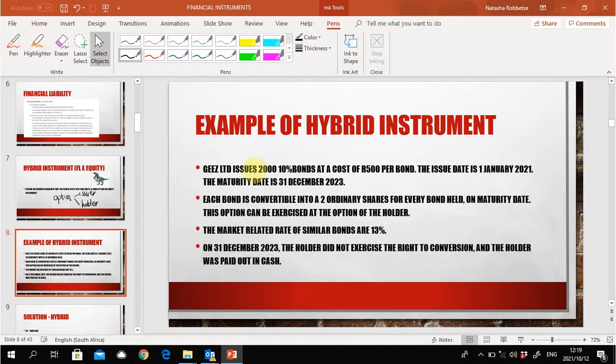So this sentence makes it a hybrid instrument because they have an option. At maturity date, they can take 2 ordinary shares for every bond, or it will be paid out to the person in cash, or to the legal person in cash. Then they say that the market rate for similar instruments will be 13%. And on 31st December, the holder did not exercise the right of conversion and the holder was paid out in cash. All right, so let's explore the journals to be done.